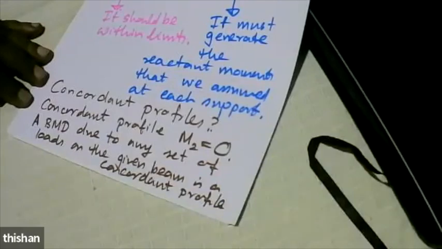So if you fit a profile along a bending moment diagram, then the curvatures will be compatible, with 0 settlement or 0 uplifting at the internal supports. And that is exactly what will happen in the case of M2 equals 0. So any bending moment diagram, a real bending moment diagram due to any set of loads, will be a concordant profile.